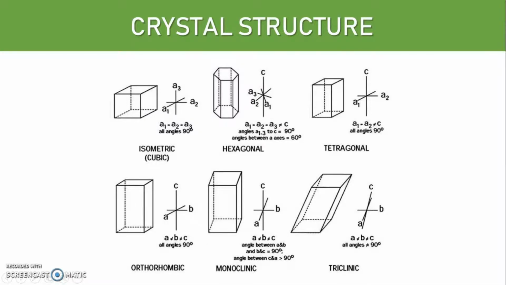And we also have monoclinic. Monoclinic has 3 unequal axes, and it has 1 oblique intersection. And lastly, we have triclinic, which just consists of oblique angles, 3 oblique angles from the 3 axes.